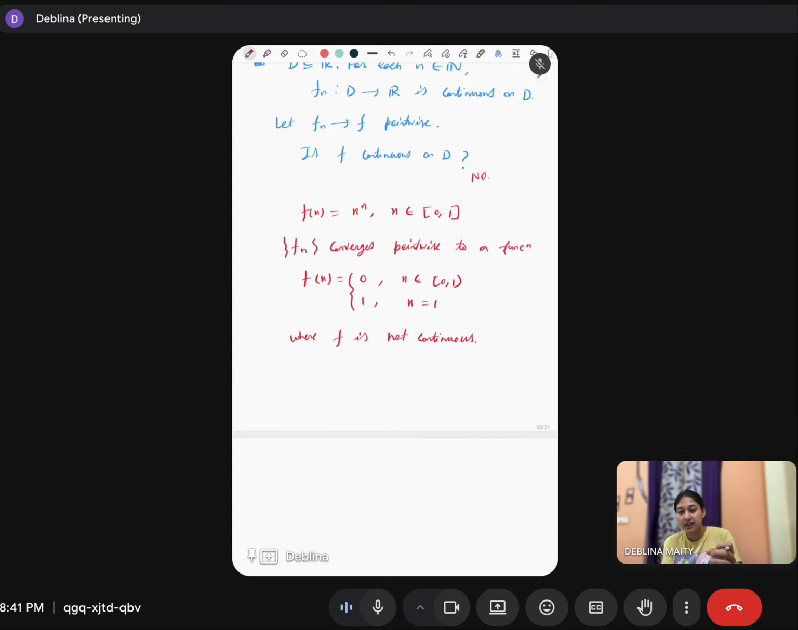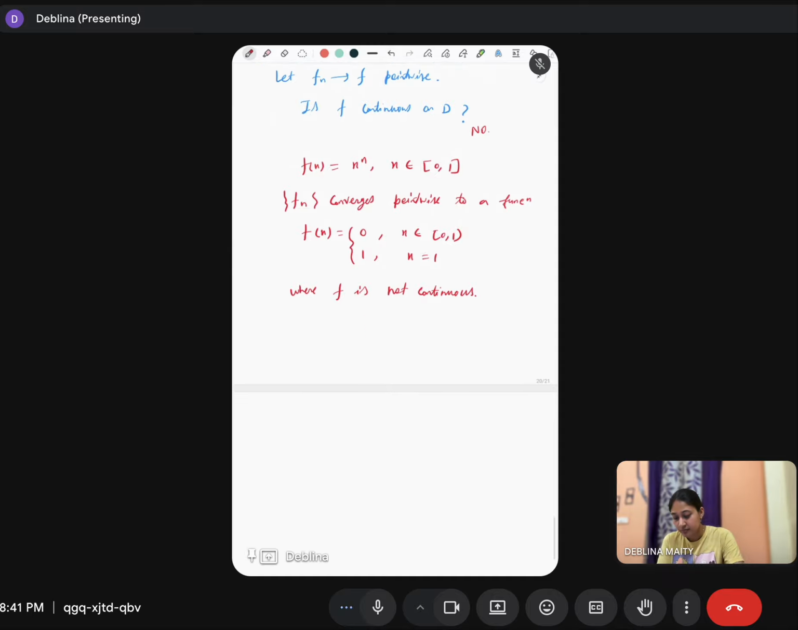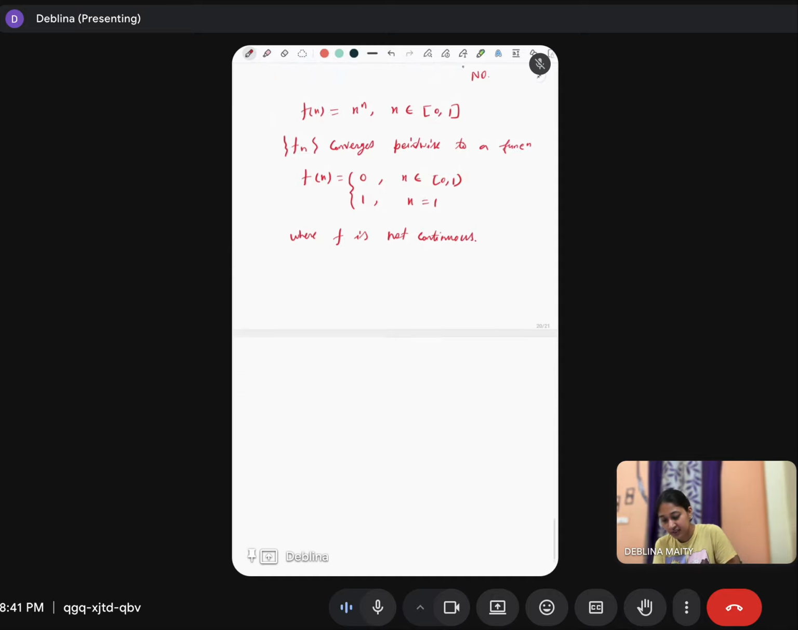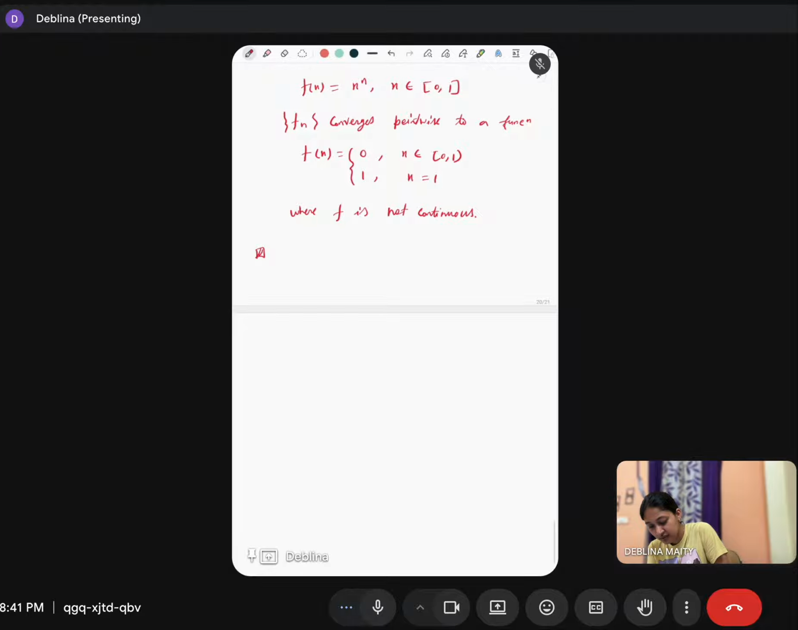But in case of uniform convergence, we can say that when f_n converges to f uniformly and each f_n is continuous, then the limit function f will also be continuous. So this is a theorem. I am just stating this theorem. I am not going into the proof. You can check any book for this proof.